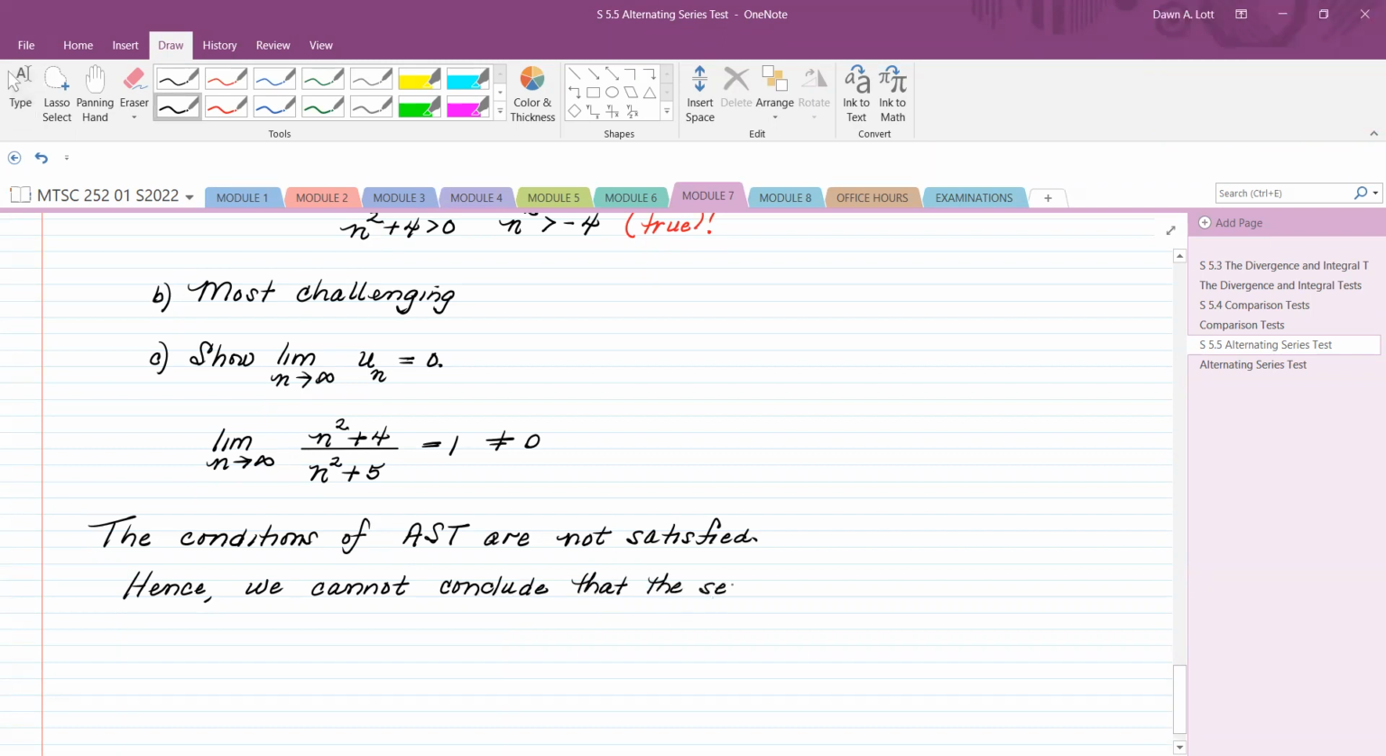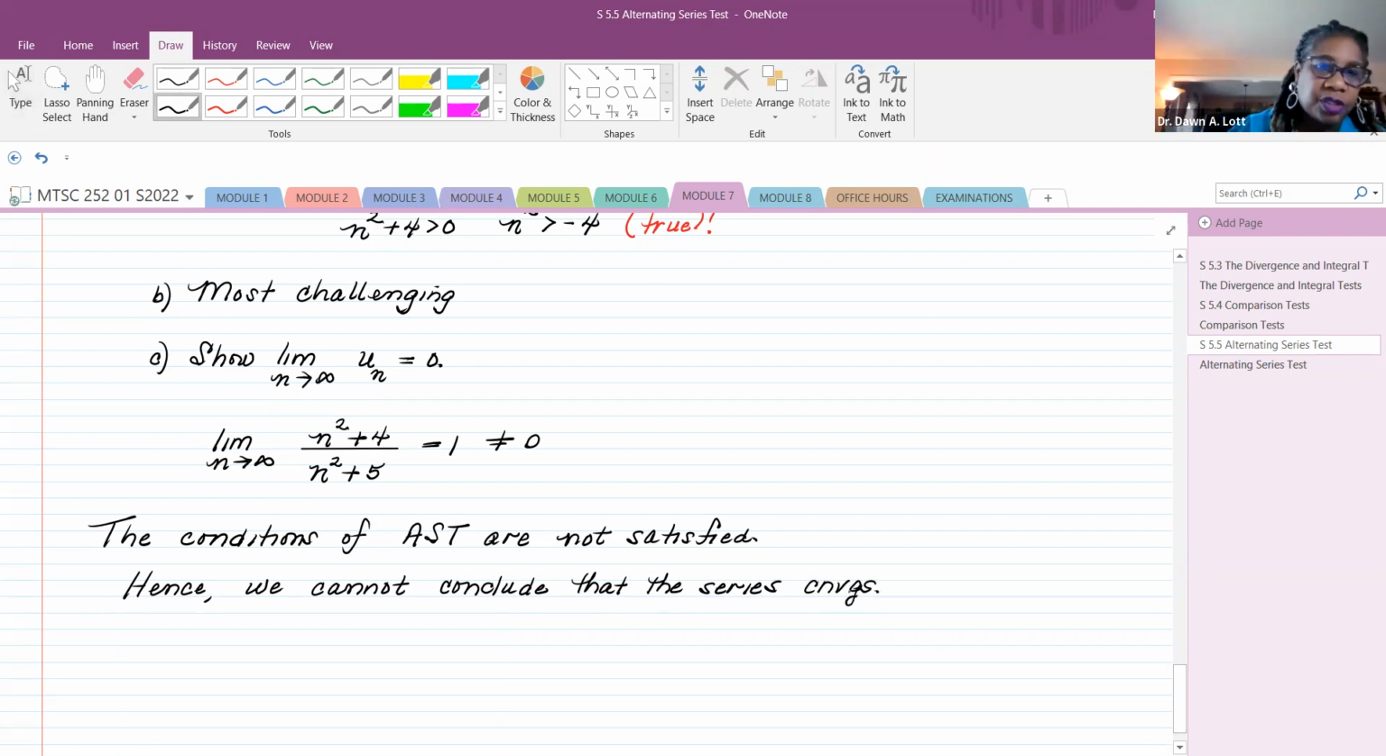So once one of the 3 doesn't work, you don't have to check the other ones. That's why I said I'm not going to spend any time doing number 2, which is the most challenging part, because number 3 does not work. So since number 3 doesn't work, I don't have to go back and do number 2.